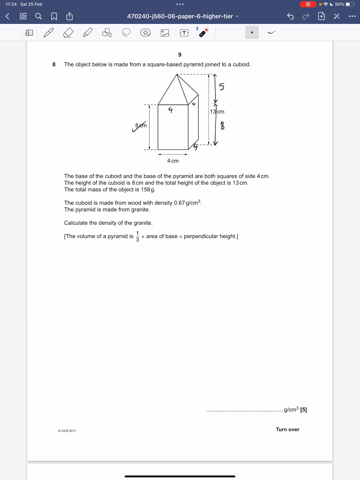Total mass is 158 grams. Cuboid is made from wood with density 0.67. So as soon as I read that, I write down the formula. Density equals mass divided by volume. It's one of these that you just need to remember, and it comes into science, I believe. Pyramid is made from granite. Calculate the density of the granite. And there's the volume of a pyramid formula there.